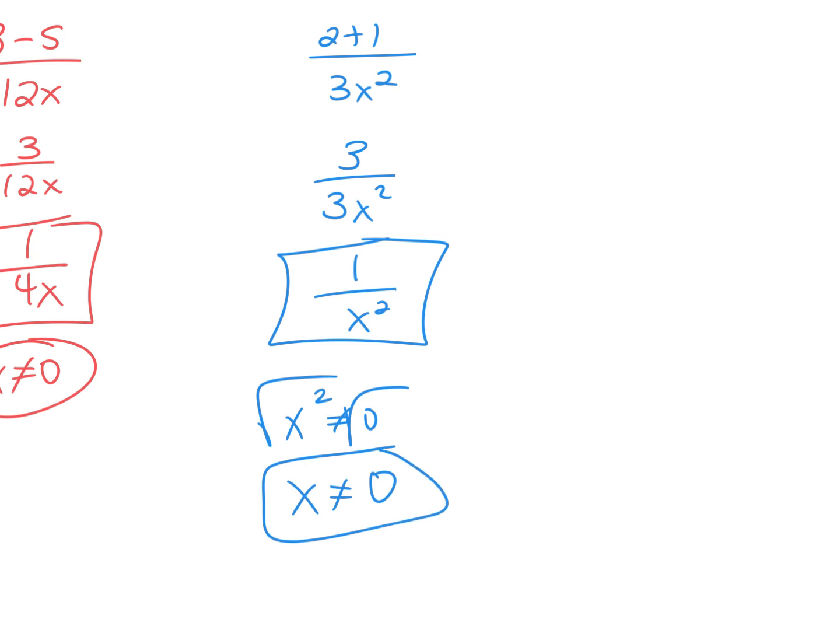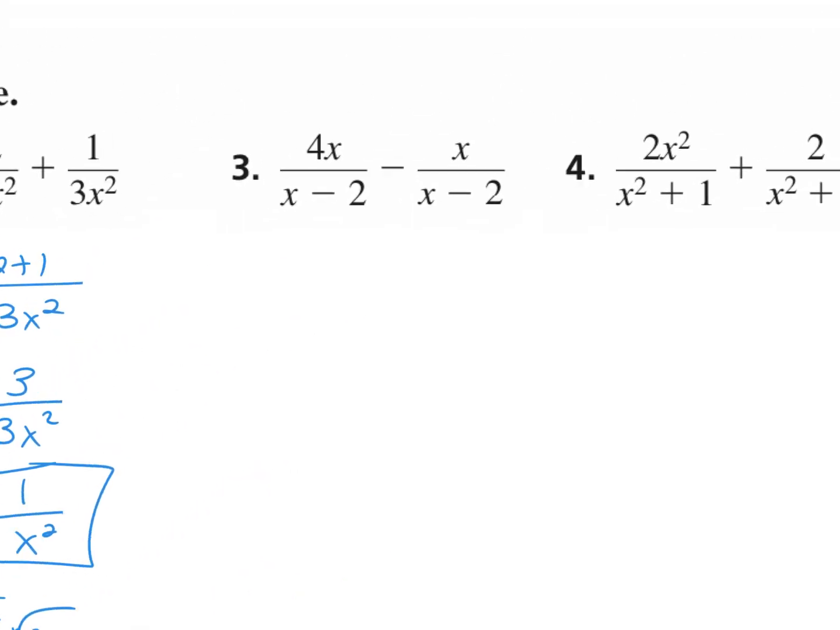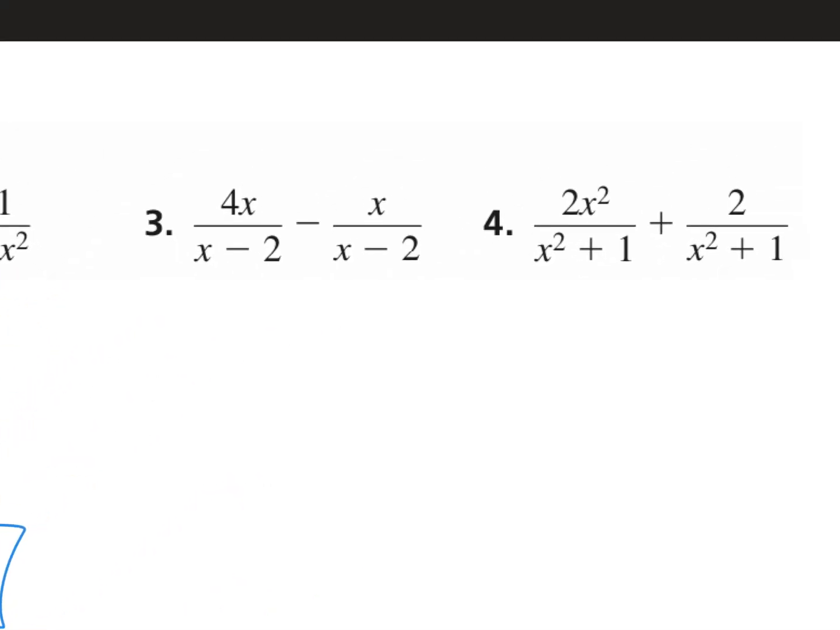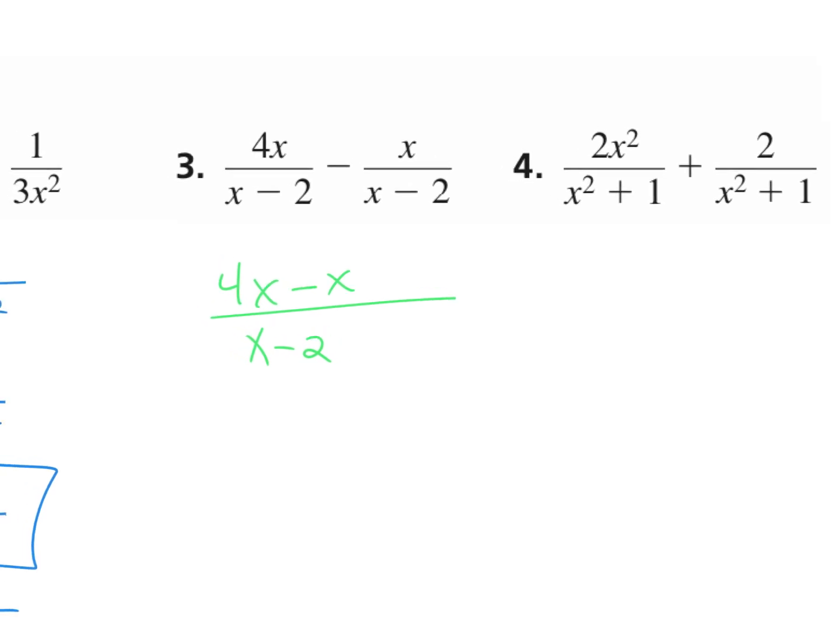Okay, let's look at the next one. You guys are doing good. This is easy. I like this. Common denominator? Yep. Okay, so my common denominator is x minus 2. Let's take our numerator, 4x minus x. Can I simplify that? What's 4x minus 1x? 3x over x minus 2.